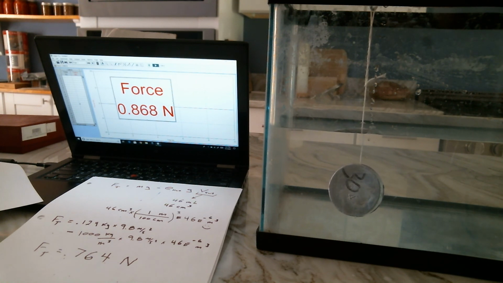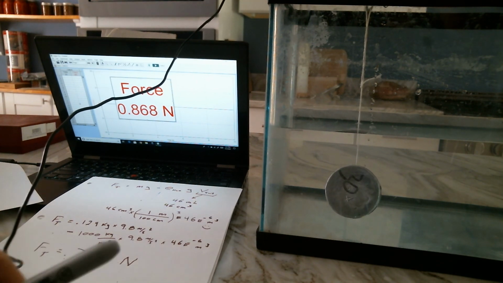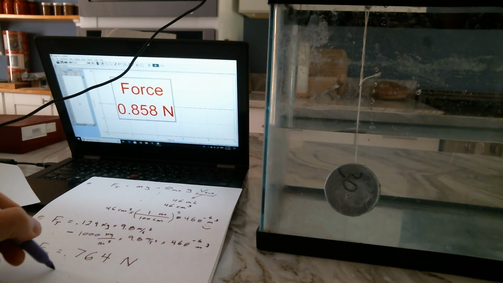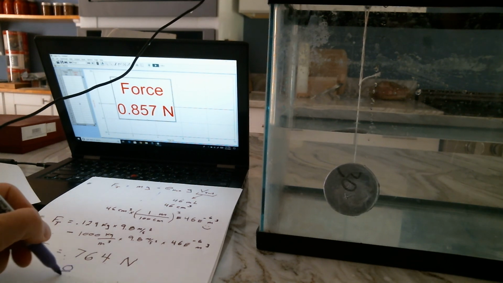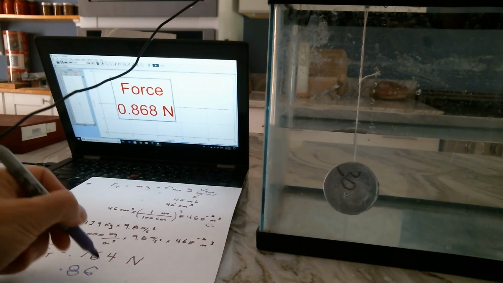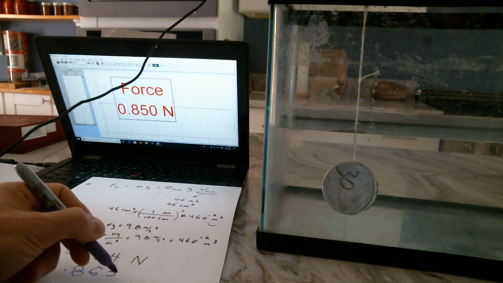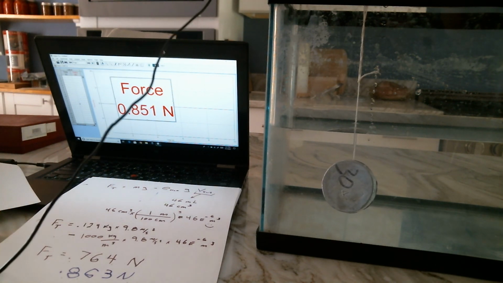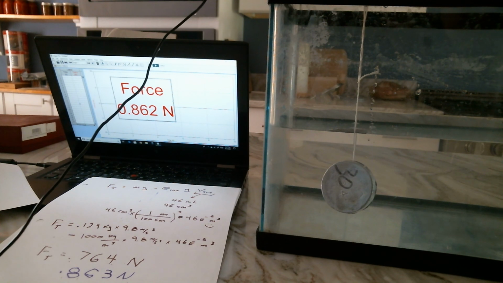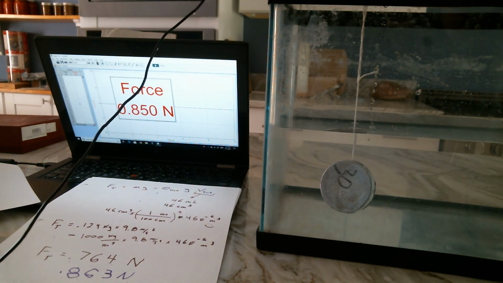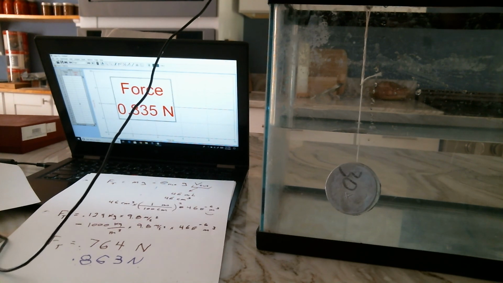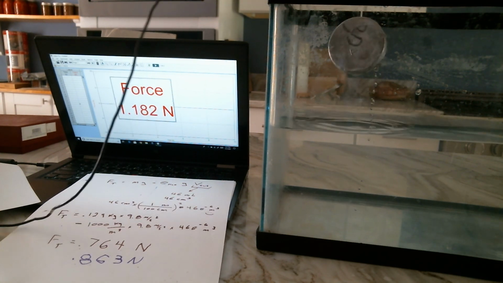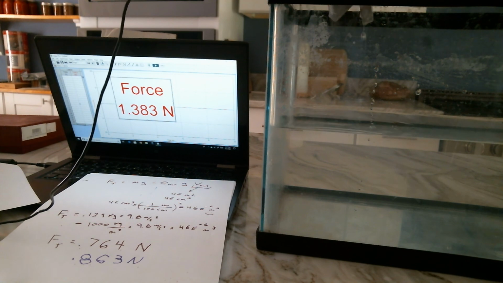1/10 of 1 Newton, for gosh sakes. So this is 0.863 is what it's saying. I'm going to call it 0.863 newtons. And so we're off by ish 0.1 newtons, which 1/10 of a Newton, folks, that ain't bad. I'll take it. All right, we have guessed the apparent weight of this guy.